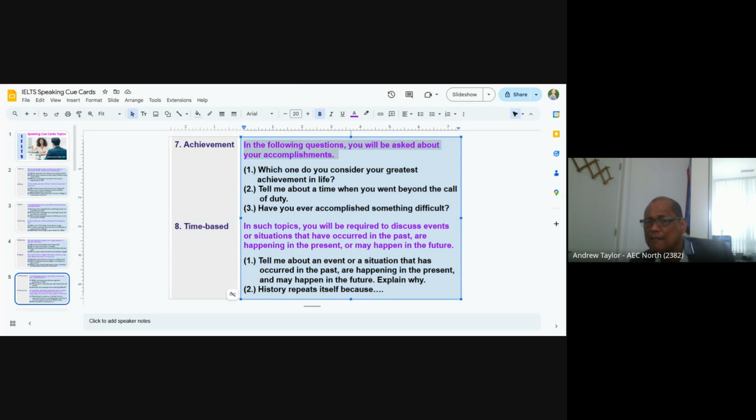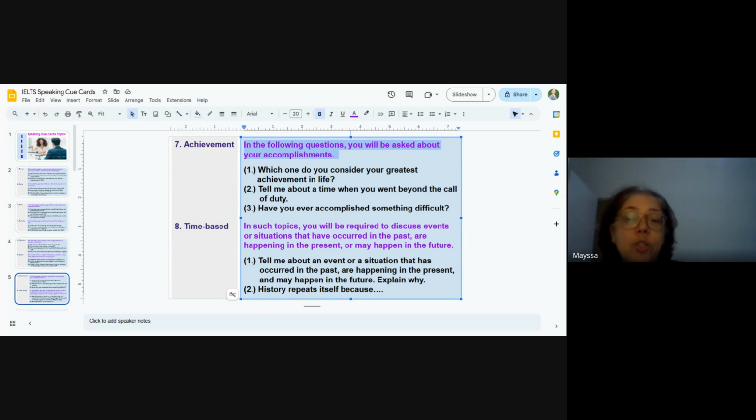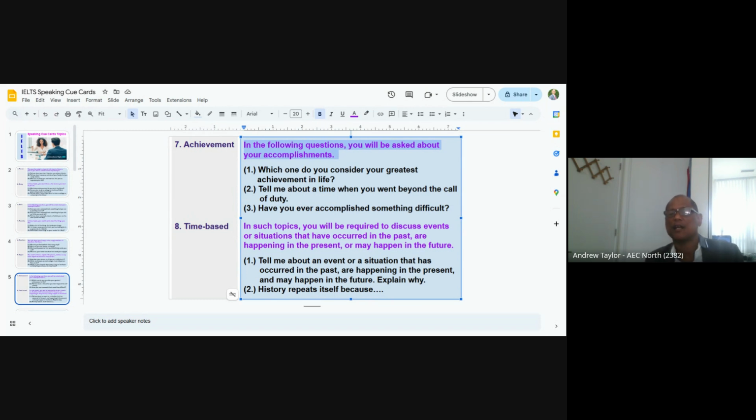And then number 8, Mesa, time based. In such topics, you will be required to discuss events or situations that have occurred in the past, are happening in the present, or may happen in the future. Mesa, please read. One: Tell me about an event or situation that has occurred in the past, is happening in the present, and may happen in the future. Explain why. Two: History repeats itself because... For the second one, you will continue: History repeats itself because, and then you continue.